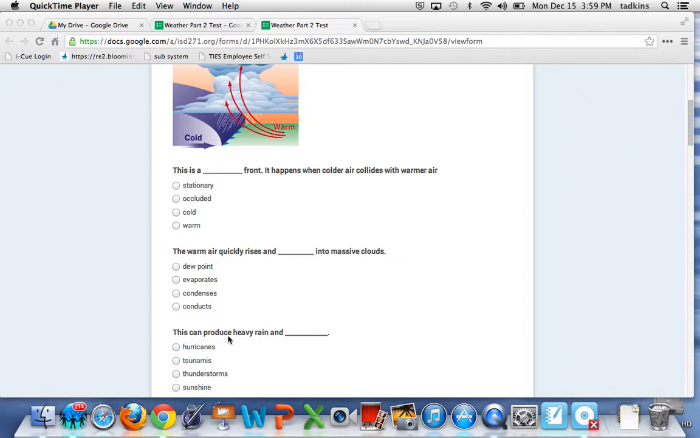This can produce heavy rain and blank. This can produce heavy rain and hurricanes. This can produce heavy rain and tsunamis. This can produce heavy rain and thunderstorms. This can produce heavy rain and sunshine.